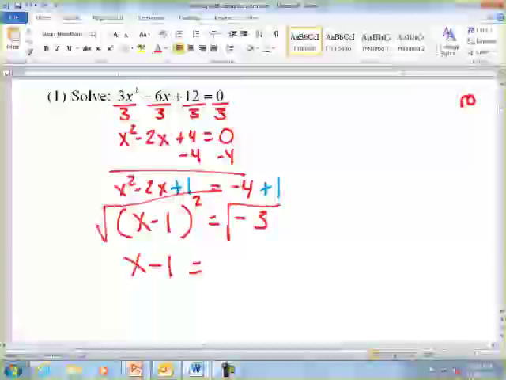So x minus 1 equals, what do I need when I take a square root? You get a plus or minus square root of negative 3. How can I simplify the square root of negative 3? It's 3i. Yeah, so we can break this down into being the square root of 3 times the square root of negative 1, like we learned to simplify square roots. The square root of 3 is not pretty, so that's just going to stay.